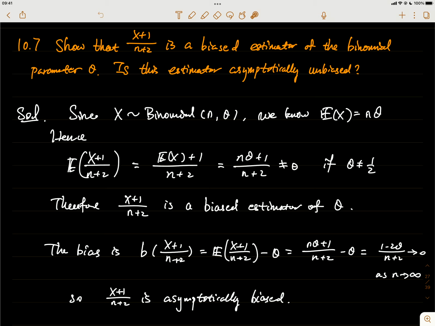However, if you look at the bias, the bias of this estimator is equal to its expectation minus theta. We already computed the expectation, so we copy it down and subtract theta, and we see that the difference is (1 minus 2 theta) over (n plus 2). As you can see, when your sample size n increases, this goes to 0. That means that although it is a biased estimator, it's asymptotically unbiased.